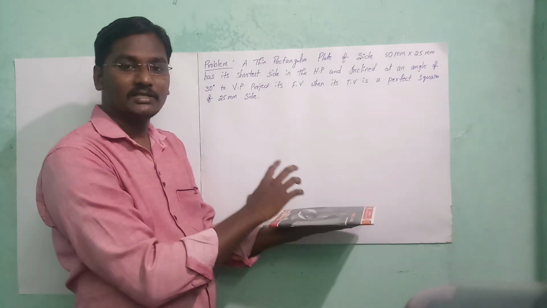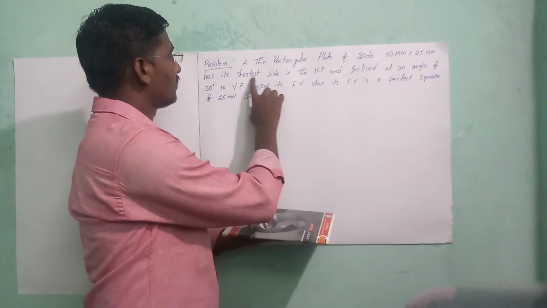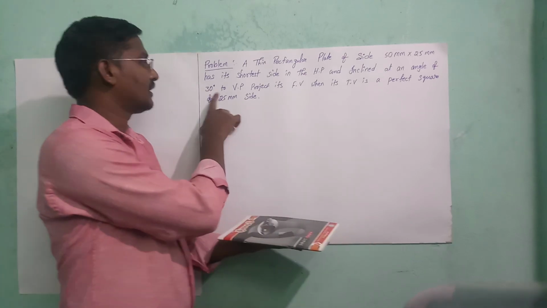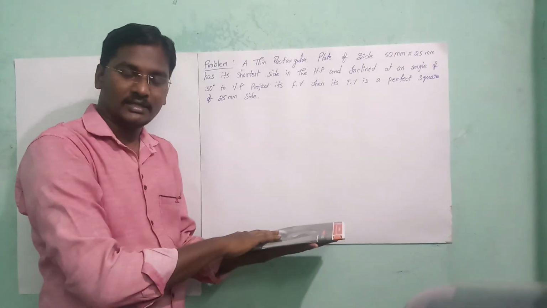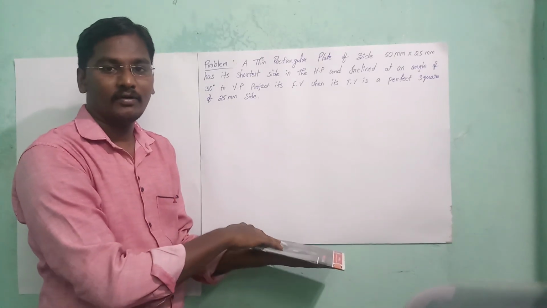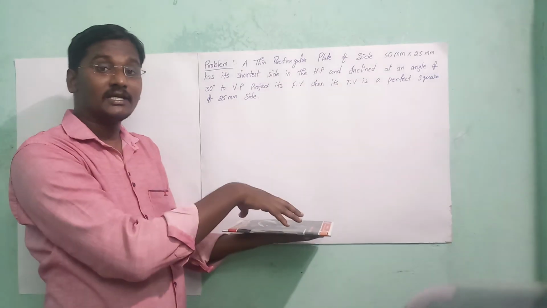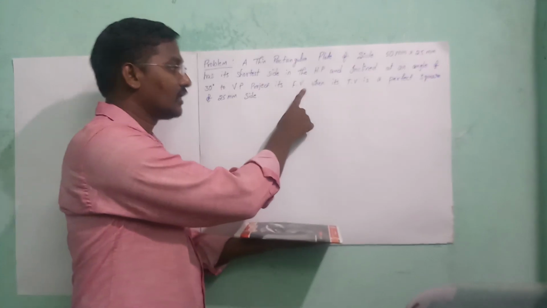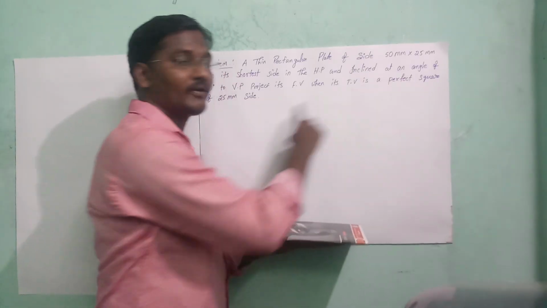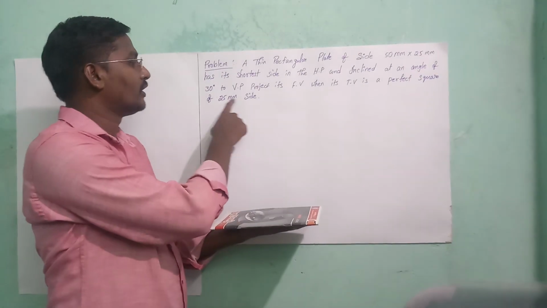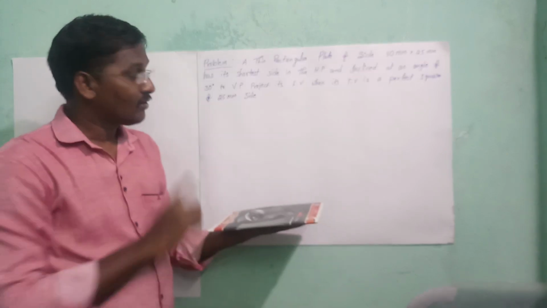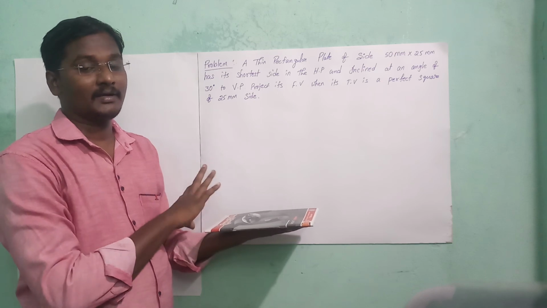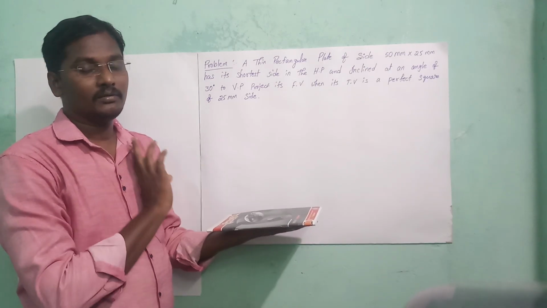Coming to the next condition, what he has given: its shortest side in the HP and inclined at an angle of 30 degrees to VP. Now this rectangle is inclined at an angle of 30 degrees. After that, what he has given: project its front view when its top view is a perfect square of 25 mm side. If you look at this problem, he has not given the direct problem. It is the indirect problem of inclined to both the planes.